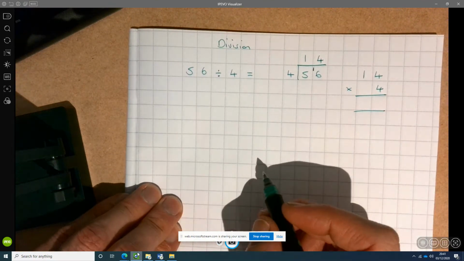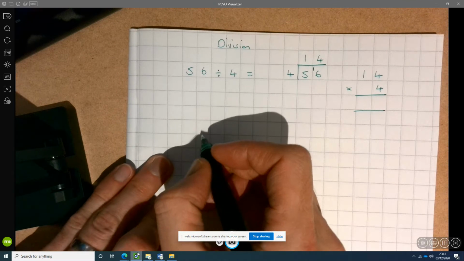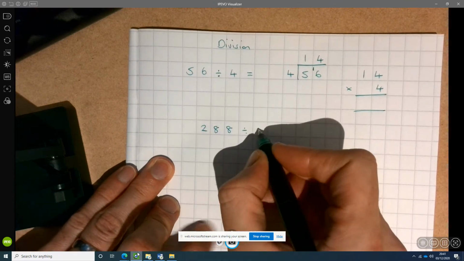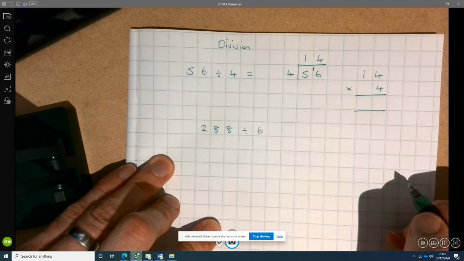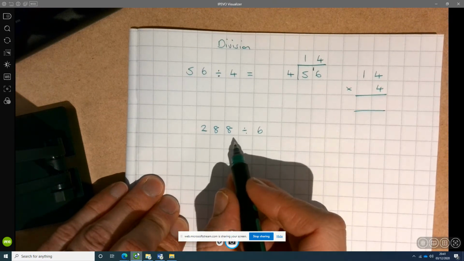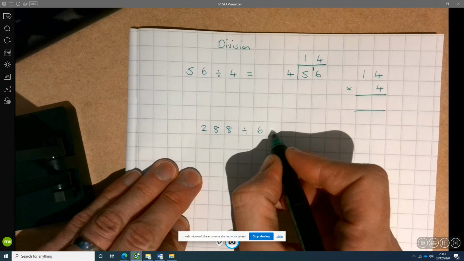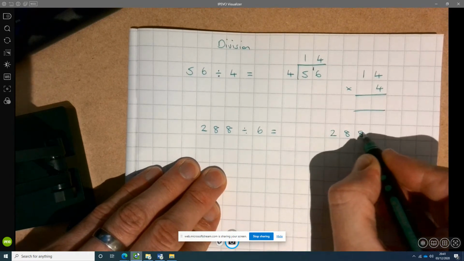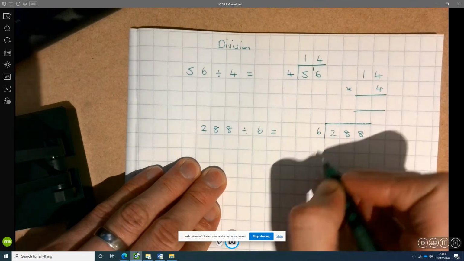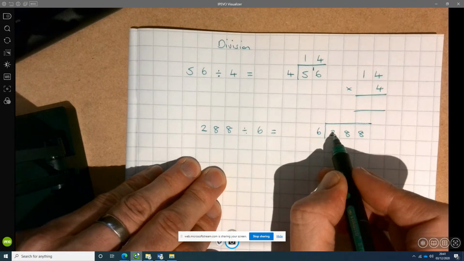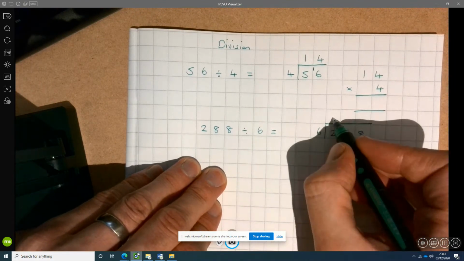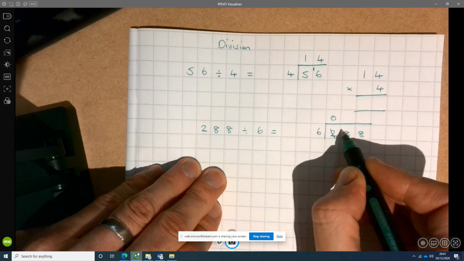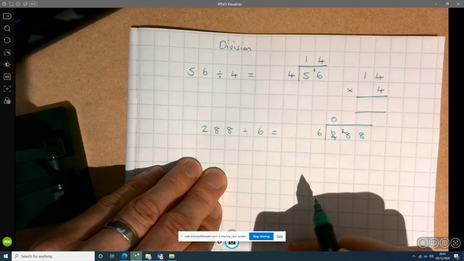If we make a slightly longer one now, we could have 288 divided by 6. So again, we'll set this up in the same way. Sorry, I've not lined my equal signs up there. So if we set up 288 divided by 6, 6 won't go into 2. It's too small than 6. So here, I've got nothing in that column, and this 2 is exchanging now from 200s to 20 tens. Now I'm doing 6 into 28.